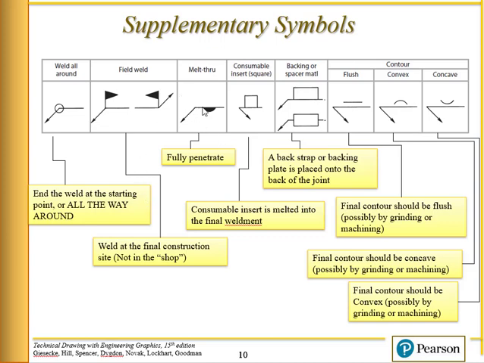In some cases, you want the weld to completely penetrate through. That's using this symbol here. The rest of them we're not going to use that much, but these contours would mean flush or convex or concave. That's just the surface of the weld.